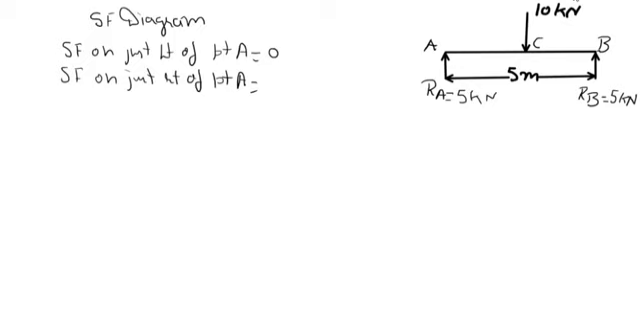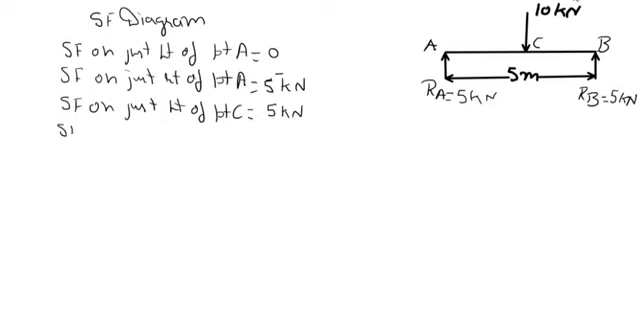So on the left side it is 5 kilonewton. 5 kilonewton is the force which is acting vertically upward, so it is positive. Next point is point C. So shear force on just left of point C. So place your hand on just left of point C and do the summation of all leftward forces. So there is again one force, that is RA, which is acting vertically upward, so it is positive.